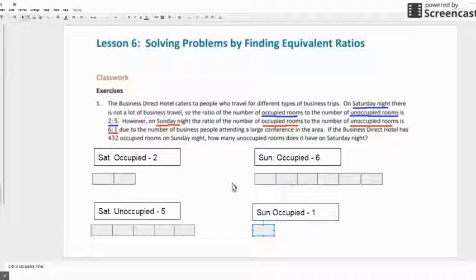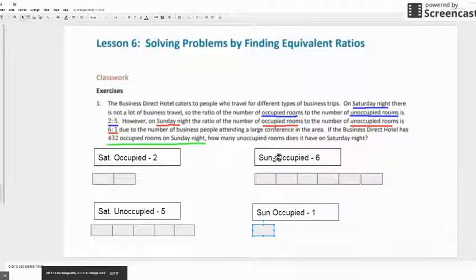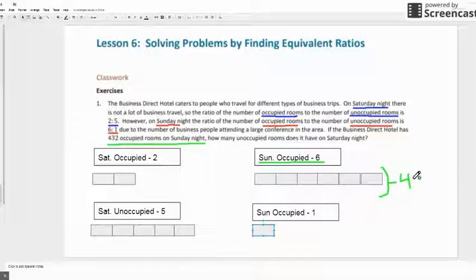All right, so that's all the information provided. Now let's go ahead and look at the other information or the question. Let's go ahead and underline: 132 occupied rooms on Sunday night. So if we go to Sunday night, here's Sunday night, occupied rooms is 6. All of this has to equal 432. That's what it's telling us.